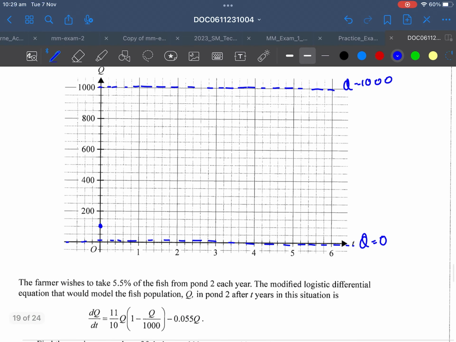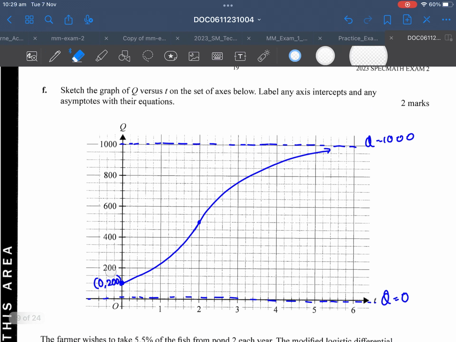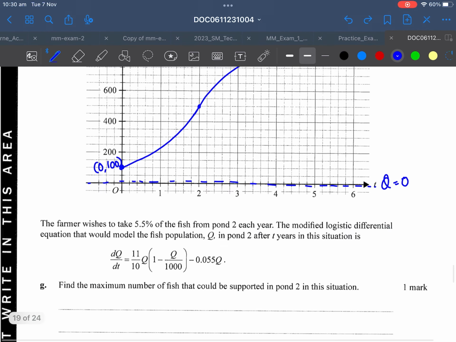There we go. And we know that our inflection point is at 2,500, roughly around there. So it's going to be something like this. Something like that. Now we have to label everything. So this is going to be 0 and 200. And oh no, not 200, 100. Oh, and the reason why this is q and not y is because here it's q and not y. As simple as that. Okay, moving on.